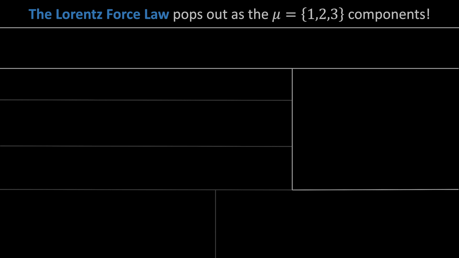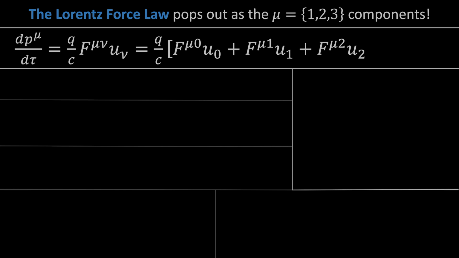Okay, so now we're going to see how the Lorentz force law pops out of this relativistic equation, dp mu d tau equals q over c F mu nu u nu. So first what we'll do is go ahead and expand that term involving the F's and the mu's and nu's and u's, and we'll just write that out as a sum over each possibility for nu, because those indices are repeated, so we're summing over nu. You can see that what we have here is an equation for the mu-th component of the proper time derivative of the four-momentum.